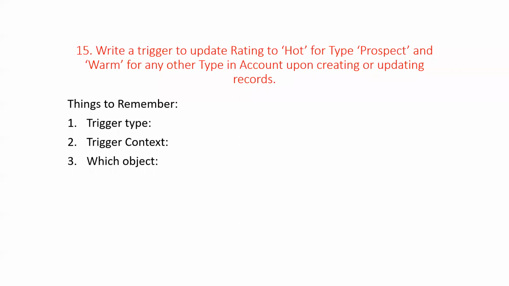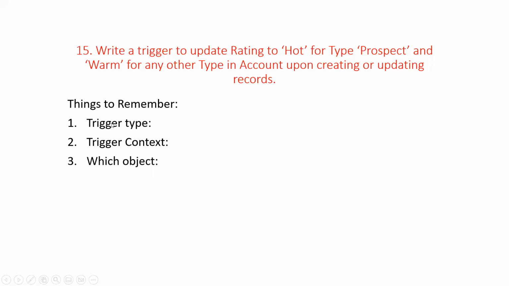In this example, example number 15, or say episode 15, we'll be dealing with an issue where we are supposed to write a trigger to update the rating scale to Hot for account type Prospect, and Warm for any other account type in the Account object, upon creating or updating the records.